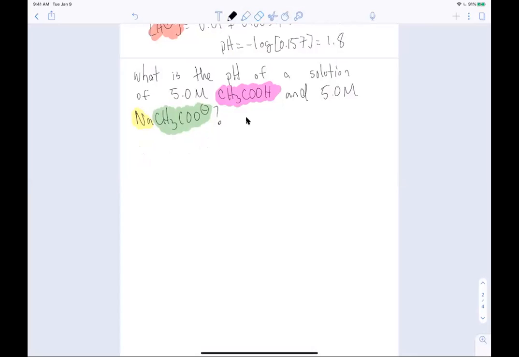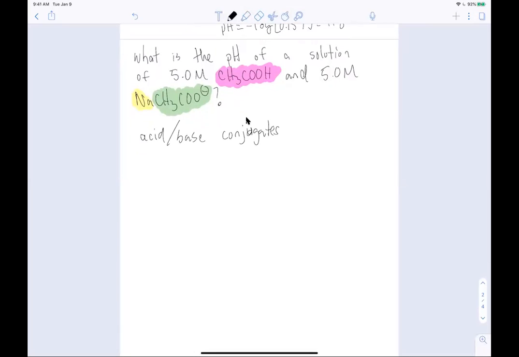All right, so this problem is asking what is the pH of this? And we recognize that there's an acid-base conjugate pair, and that cues us in that we have a buffer. If we have a buffer, we can skip a lot of calculation here. Normally when we set this equation up, which is an acceptable way to do it, you would write out your reaction.